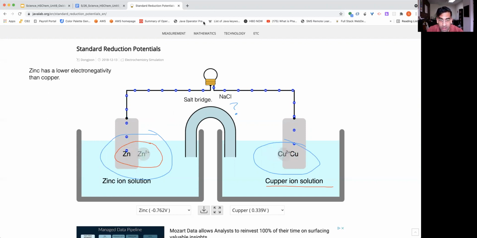As you might have predicted, this salt bridge acts as spectator ions. What are spectator ions? Well, on this side, they would be Na+.